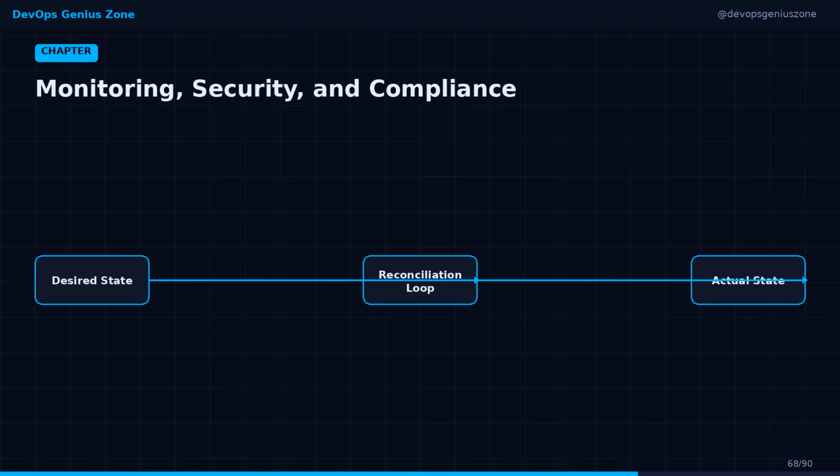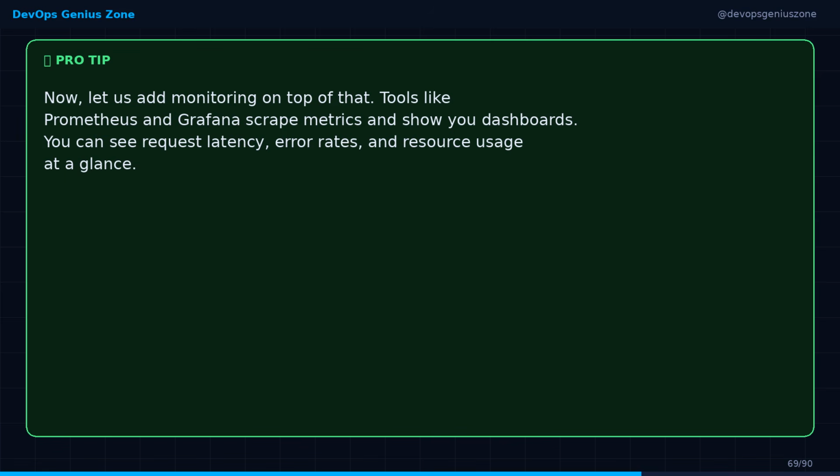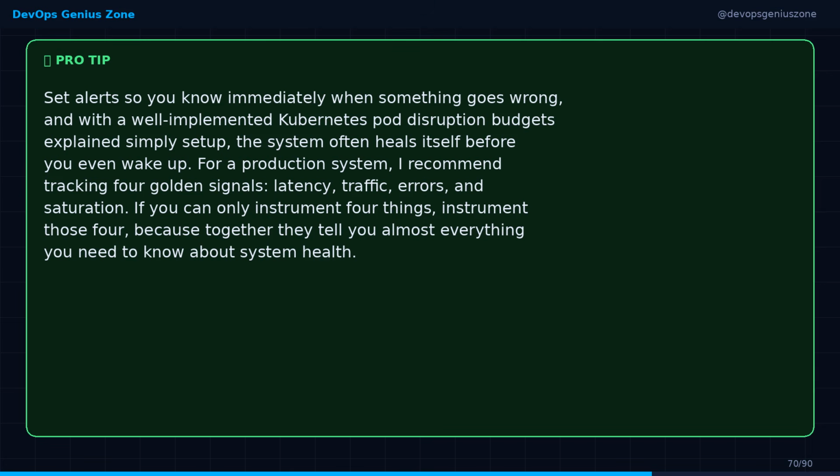Set alerts so you know immediately when something goes wrong, and with a well-implemented Kubernetes Pod Disruption Budgets setup, the system often heals itself before you even wake up. For a production system, I recommend tracking 4 golden signals: latency, traffic, errors, and saturation. If you can only instrument 4 things, instrument those 4, because together they tell you almost everything you need to know about system health.